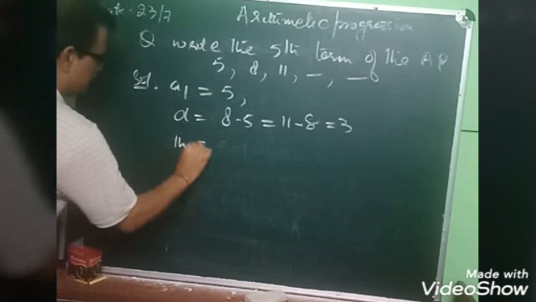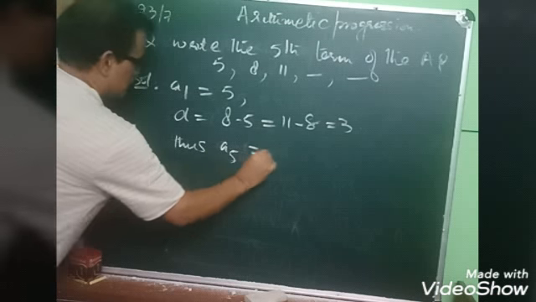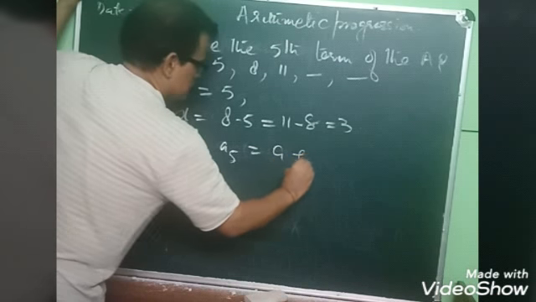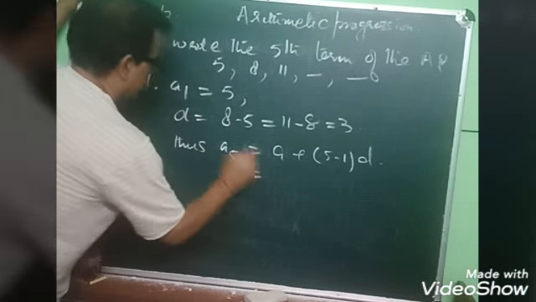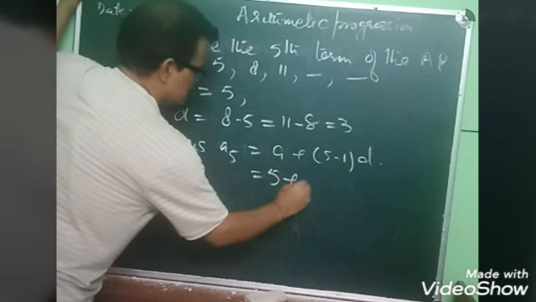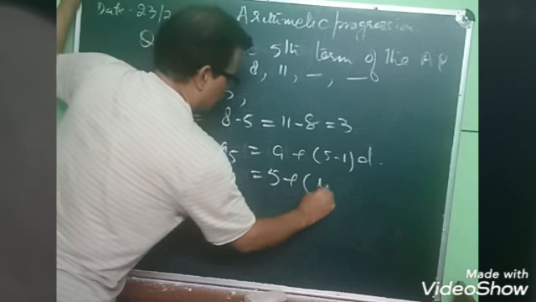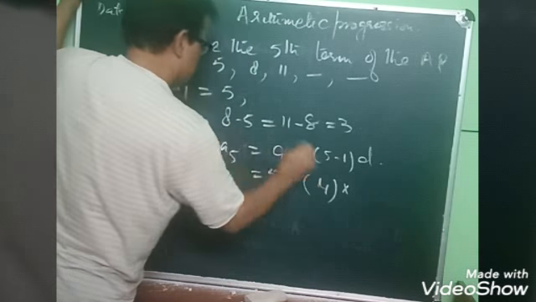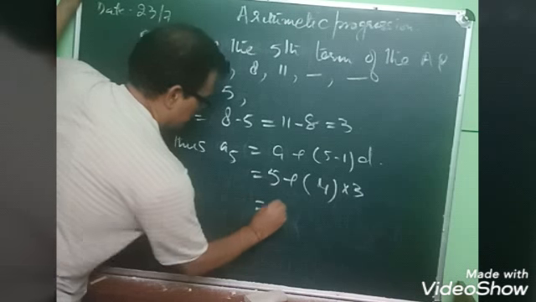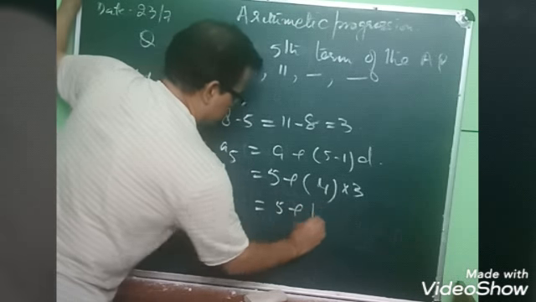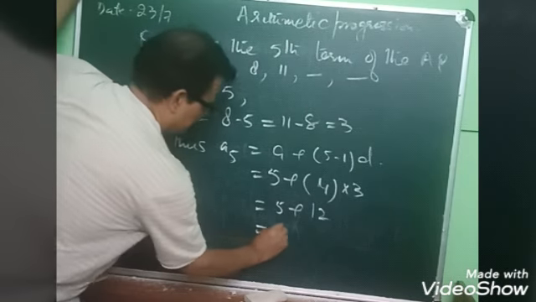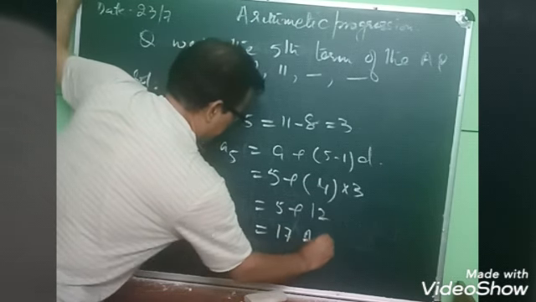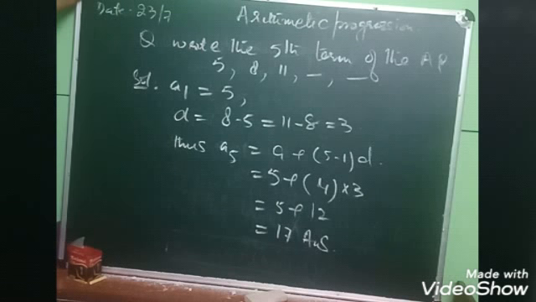Thus a5 is equal to a plus 5 minus 1 into d. a is 5, plus 5 minus 1 is 4, into d, d is 3. This is equal to 5 plus 4 threes are 12, that is equal to 12 plus 5, that is 17. So the fifth term is 17.